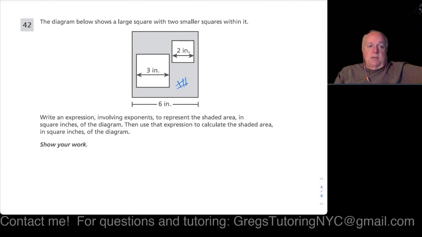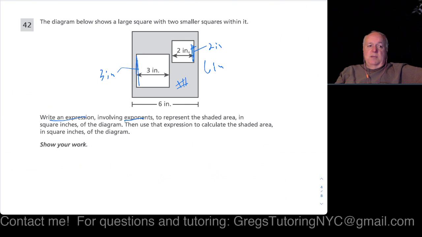So let's see. The diagram below shows a larger square with 2 smaller squares. All right, so it definitely is. All right, so that means this is 6 inches, and that this length right here, that's 2 inches, and that this length here, that's 3 inches, okay? Write an expression. So we talked about that before. An expression is not an equation. An equation has an equal sign. Involving exponents to represent the shaded area in square inches of the diagram.